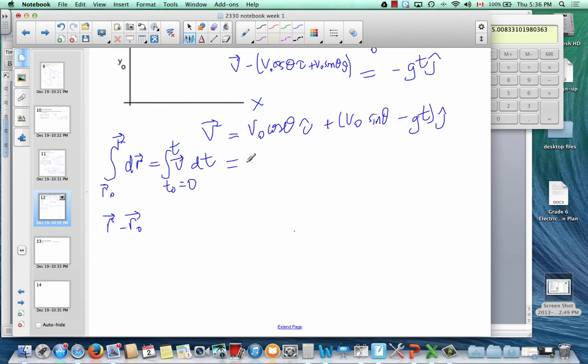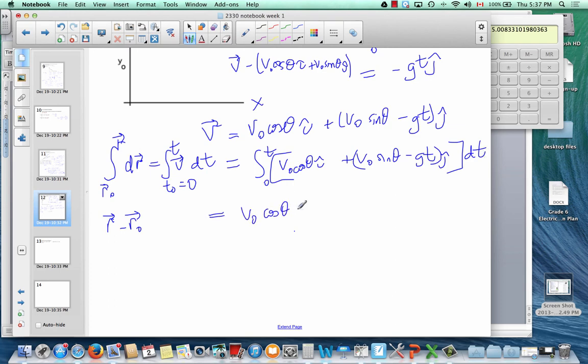This side, we now have to work a little bit more than we did before because there are lots of terms here. There's going to be the v naught cos theta i. That's just constant. Then we're going to have v naught sine theta minus gt in the j direction. But all of this is going to get integrated now dt, because it's velocity dt. So this is v dt. So the constant term gets pulled out in front of the integral. But then you get integral dt, which is just t. So it's v naught cos theta times t in the i direction.